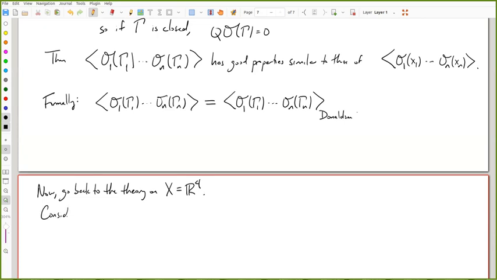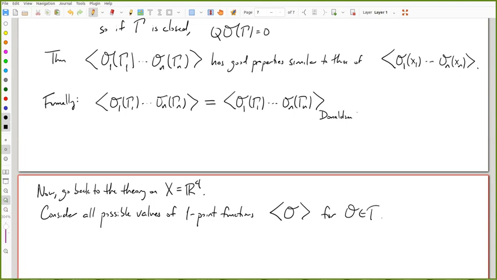And let's consider what are all the possible values of the 1-point function, the vacuum expectation value of O. And because it's independent of the insertion point, I won't even write the insertion point. The expectation value I just write like this, for O in this cohomology R. So remember R was the kernel of Q on the image of Q.